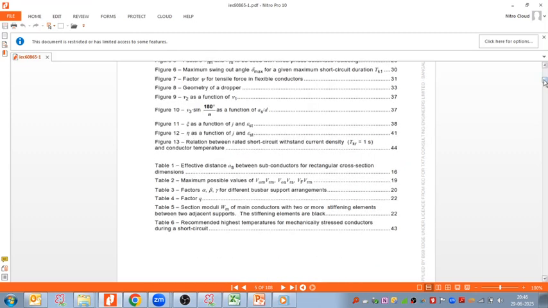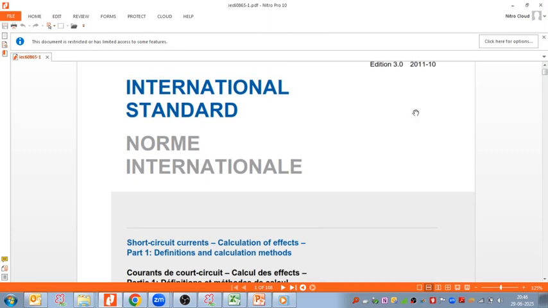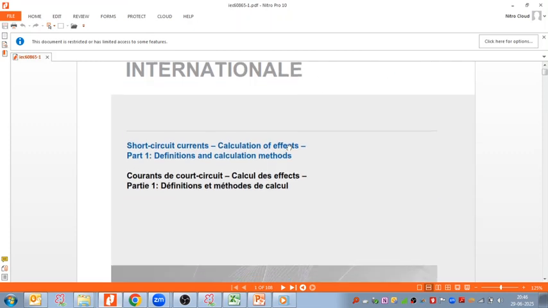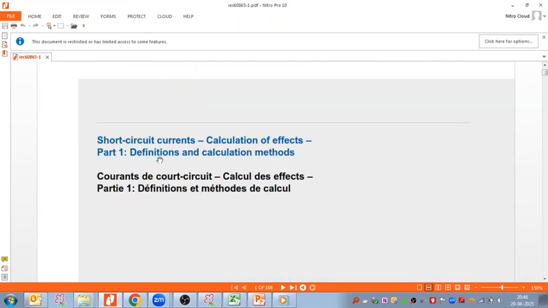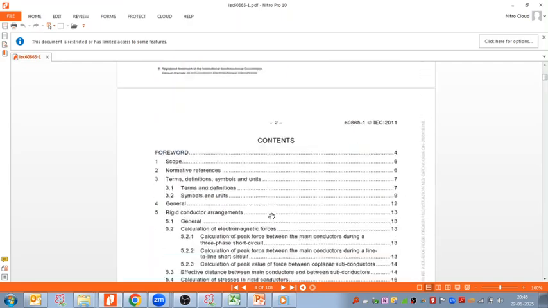But in order to calculate the effect of short circuit current, we follow this IEC 60865, which covers the calculation of effects, definitions and calculation method. This IEC we are going to follow as it is, with no change. In this 108-page document, we can see it is in English only.